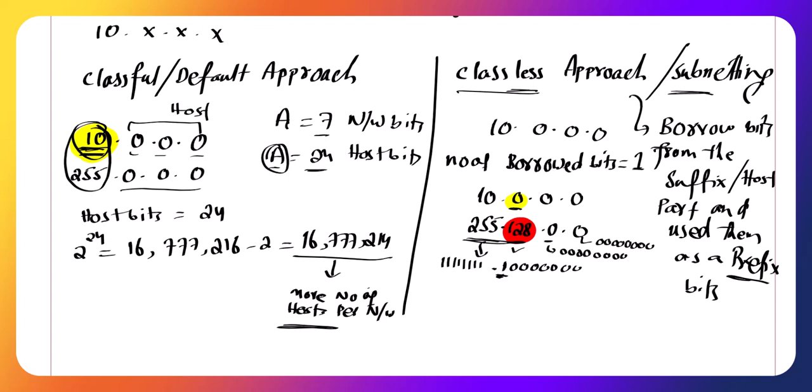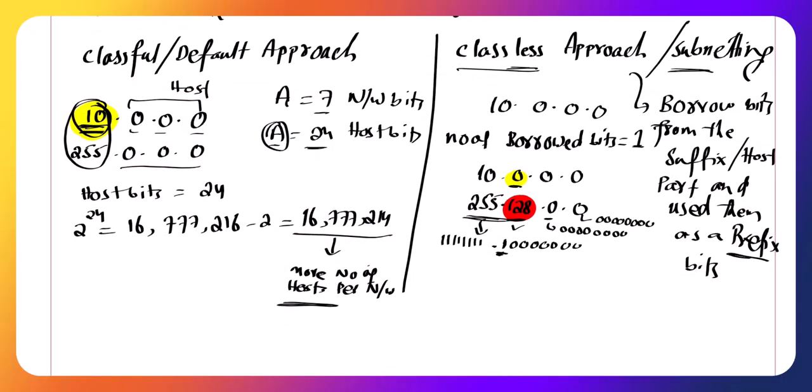Okay, now let's find out some values after borrowing 1 bit. Obviously we did subnetting, we borrow 1 bit, so we will have subnetworks. Let's find out the number of subnetworks. To find the number of subnetworks, I will use the formula 2 power n is equal to the number of subnetworks.